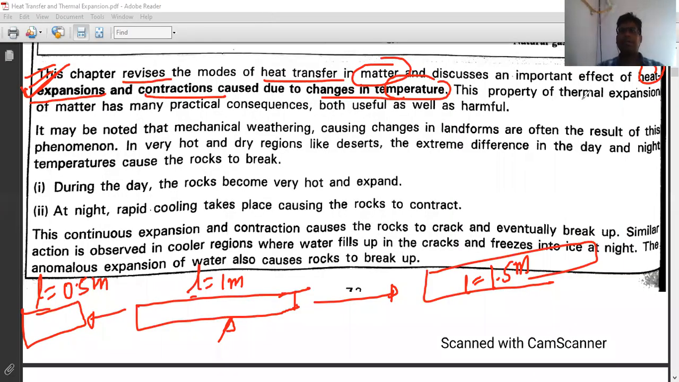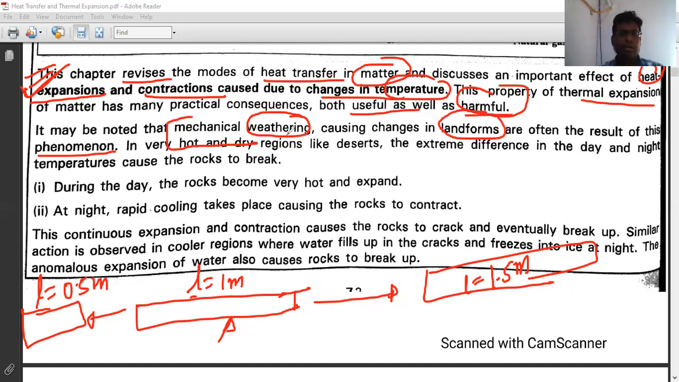So this property of thermal expansion of matter has many practical consequences, useful as well as harmful, right? So heat transfer and heat expansion is also useful and harmful both. Next point is mechanical weathering causes change in the landform. Due to mechanical weathering, the temperature of Earth is increasing now, so due to that reason, our landform also changes.